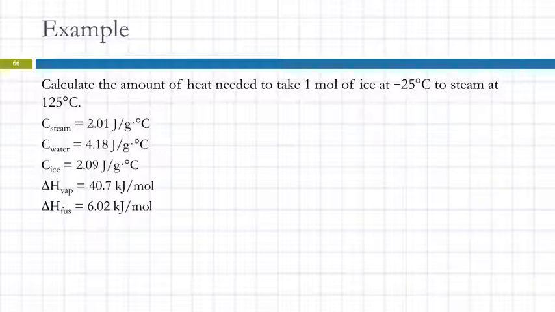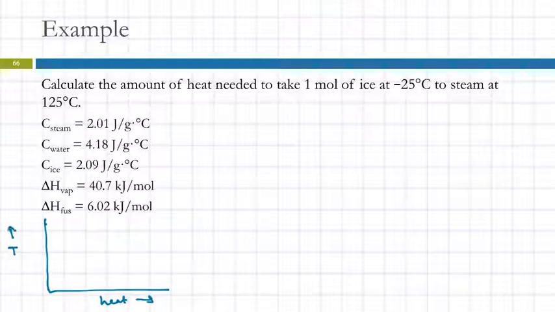So before we start something like this, we need to sketch out a heating curve. So we've got heat being added here and temperature going up there. You need the correct shape of the diagram. The slopes and the lengths of the lines don't matter. So we're going to identify where we're starting. We're starting at minus 25, and that's ice. So this horizontal line is melting, so this is the ice.